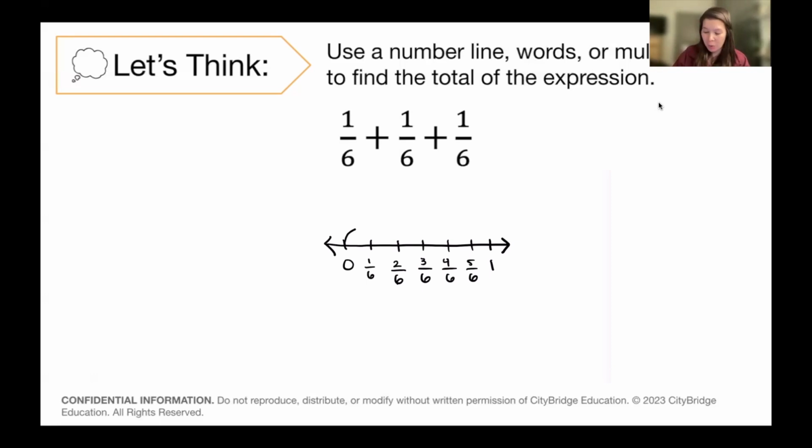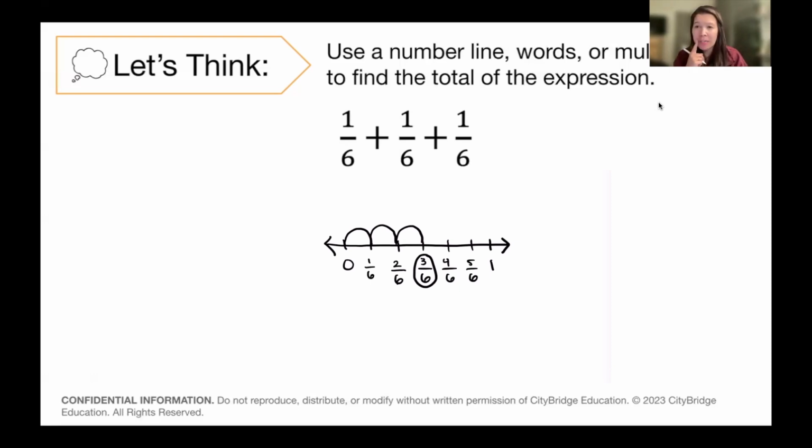Now we want to add 1/6 plus another 1/6 plus another 1/6. And when we do that, we get 3/6. We took 3 hops up the number line, which lands us on 3/6. Now, we're not quite done yet because this also tells us to use words.